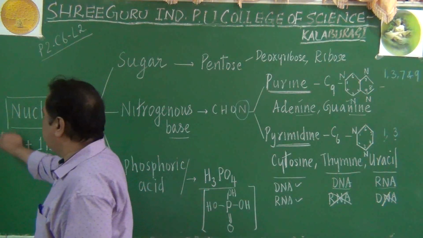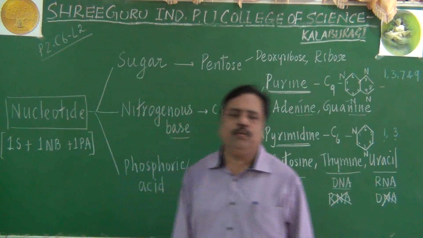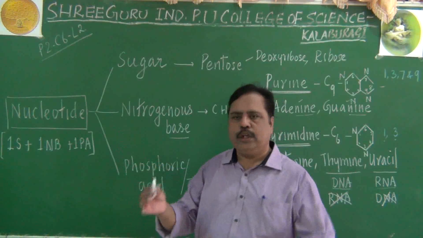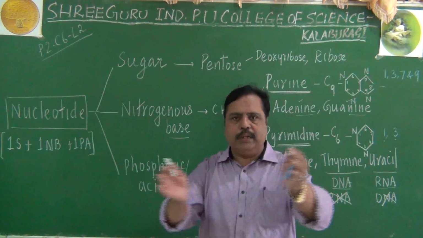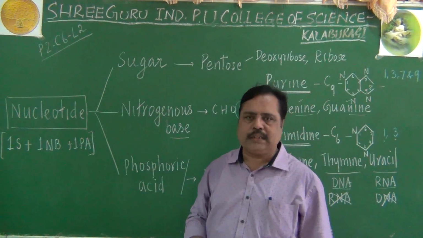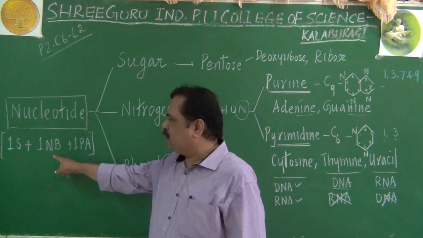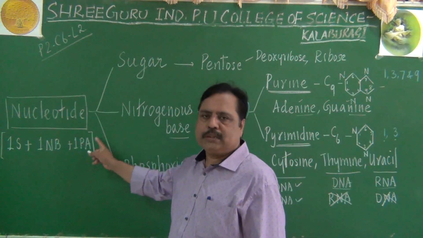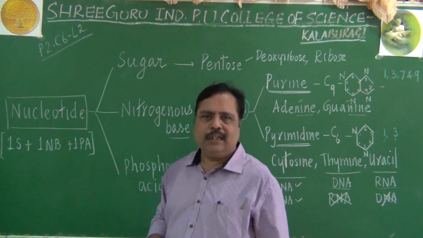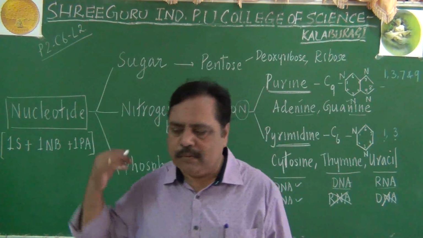These 3 components will form a larger structure called nucleotide. Those nucleotides will be arranged in a polymer-like structure. That is called a nucleic acid. So nucleic acids are made up of nucleotides. Nucleotide is made up of sugar, nitrogenous base and phosphoric acid. I will give you half a minute just to make note of these points. We will continue further.